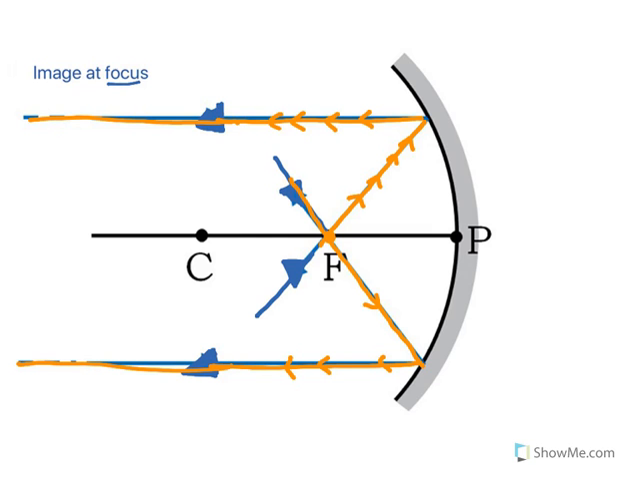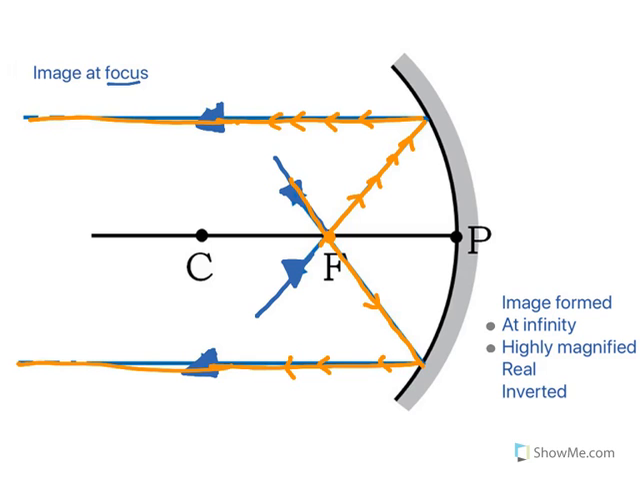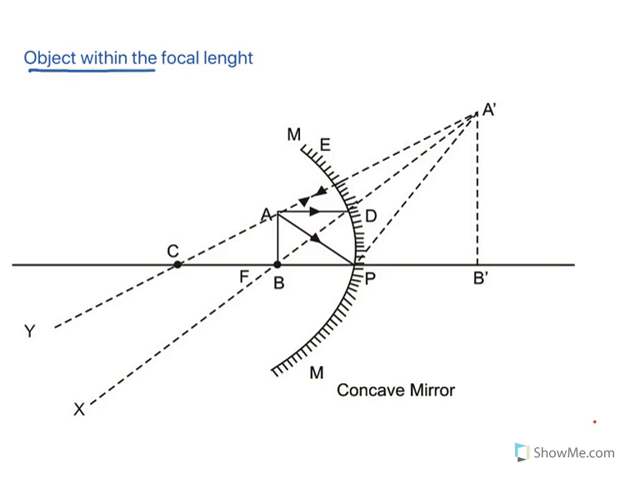So we imagine or we assume they meet at infinity. So image is formed at infinity, it's highly magnified, real, and inverted when the object is kept at the focus. So it's the object at the focus, not the image. When the object is kept at the focus, the image is at infinity.